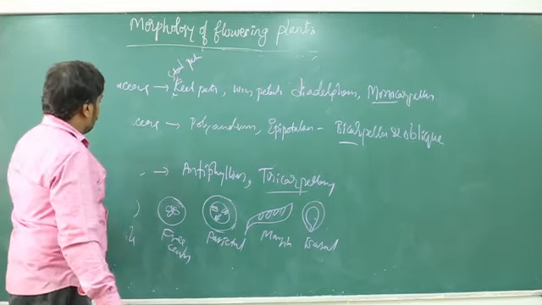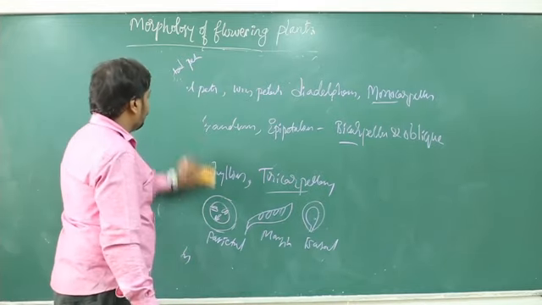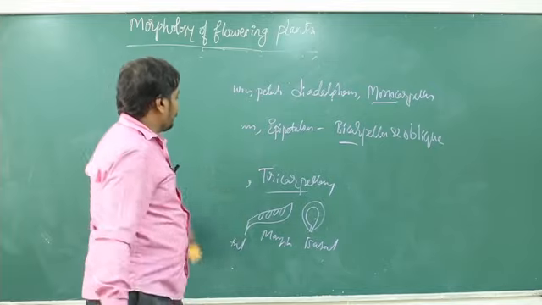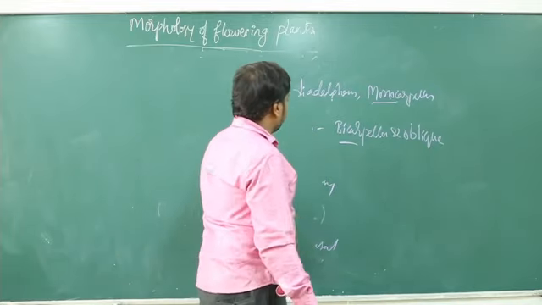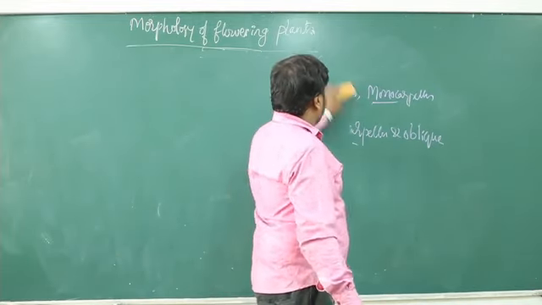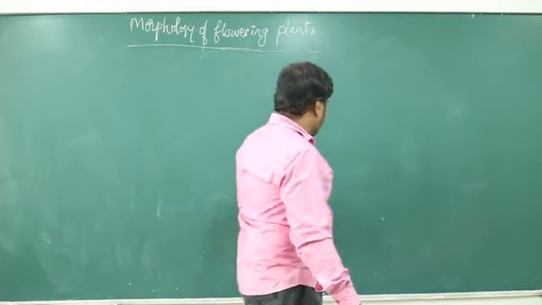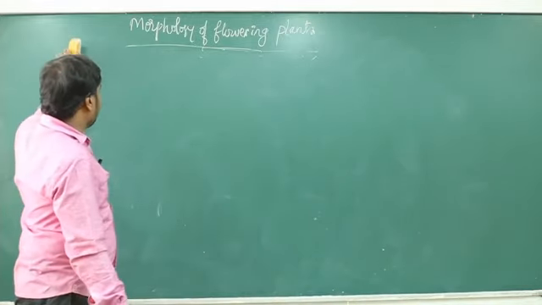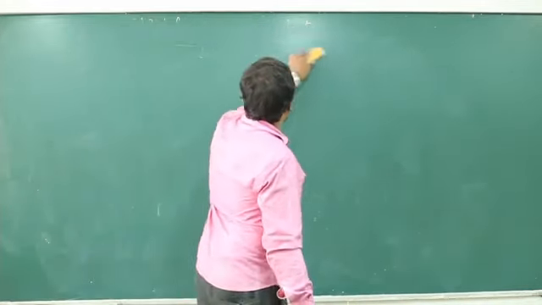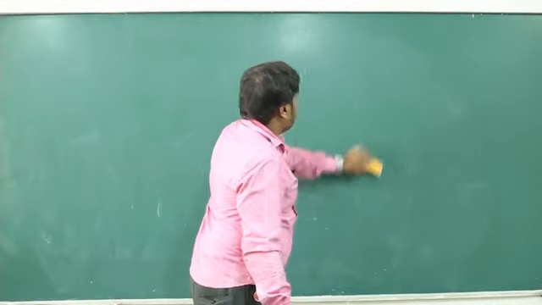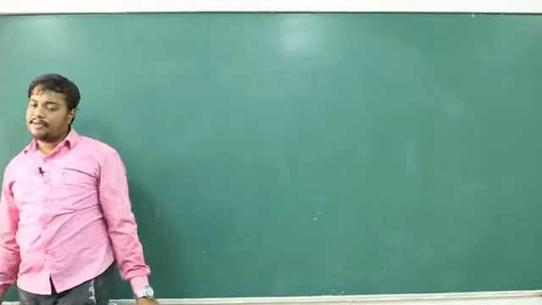Okay, so this is all about the brief of the plant morphology of flowering plants with respect to their different structures. Of course we cannot give the full details of the plant, so we can brief it only. So let me discuss the remaining things with respect to multiple choice questions. Okay, thank you.